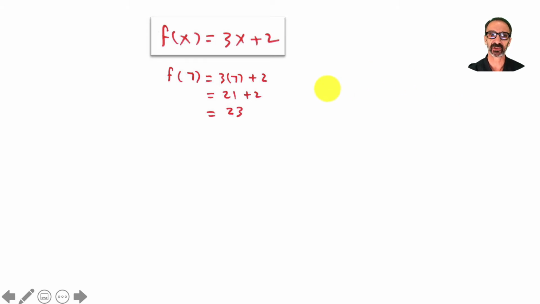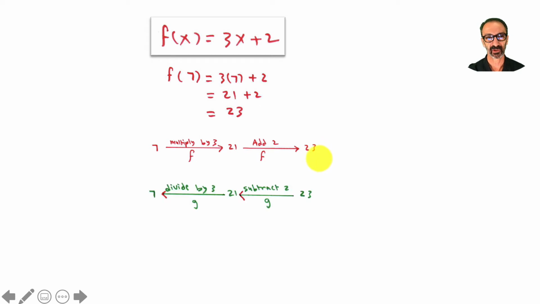f of 7 equals 3 times 7 plus 2, 21 plus 2, which is 23. So under the function f, I'm doing 2 steps. I'm multiplying by 3, so 7 takes me to 21. Then I'm going to add 2. See, I added 2 after I multiplied. I get 23.